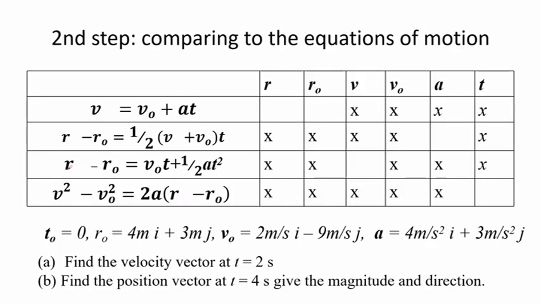So comparing the equations of motion to the variables that are known, we see that the first equation can be used to determine the expression for the velocity vector at time t equals 2 seconds. For the second problem, we see that the position vector can be obtained using the third equation.